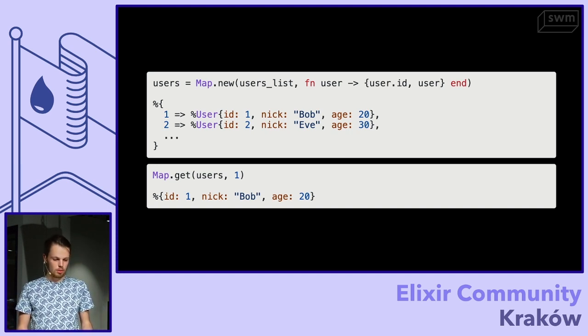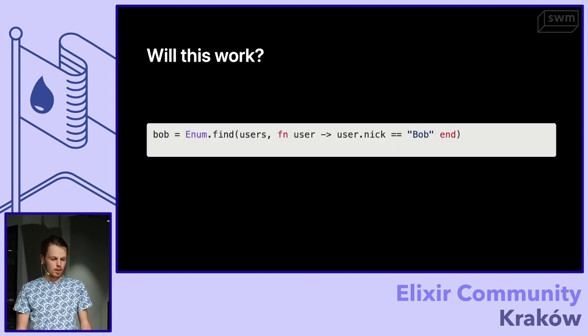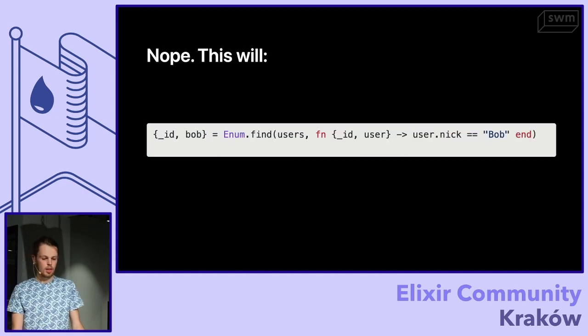So maybe you have an answer to another question I have. This code is supposed to find a user that is named Bob, as we did before. But here we want to find him by his nick. Will this code work, or will this code not work? Okay, only a couple of you guessed. That's making me a bit sad, but of course it won't work, because actually we're iterating over a map, not over a list. So each entry of a map is a tuple that has an ID and a value, and it also will return a tuple.